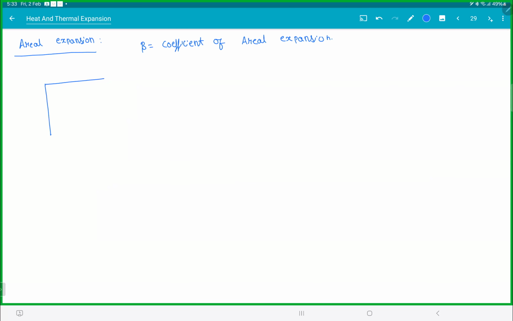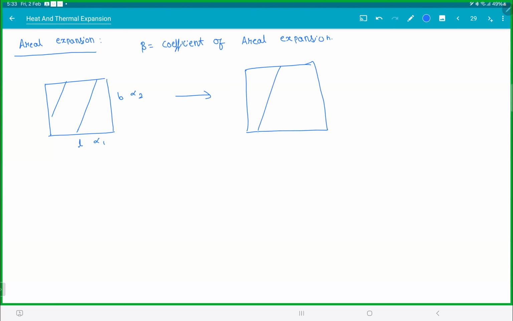So let's say you have a material. This side is length L1, coefficient of linear expansion is alpha 1. This is B, alpha 2. So you can have materials which expand differently in different directions also. When you increase or decrease the temperature, this becomes L into 1 plus alpha 1 delta T. This becomes B into 1 plus alpha 2 delta T. These are called anisotropic materials. Isotropic means uniform, anisotropic is non-uniform.